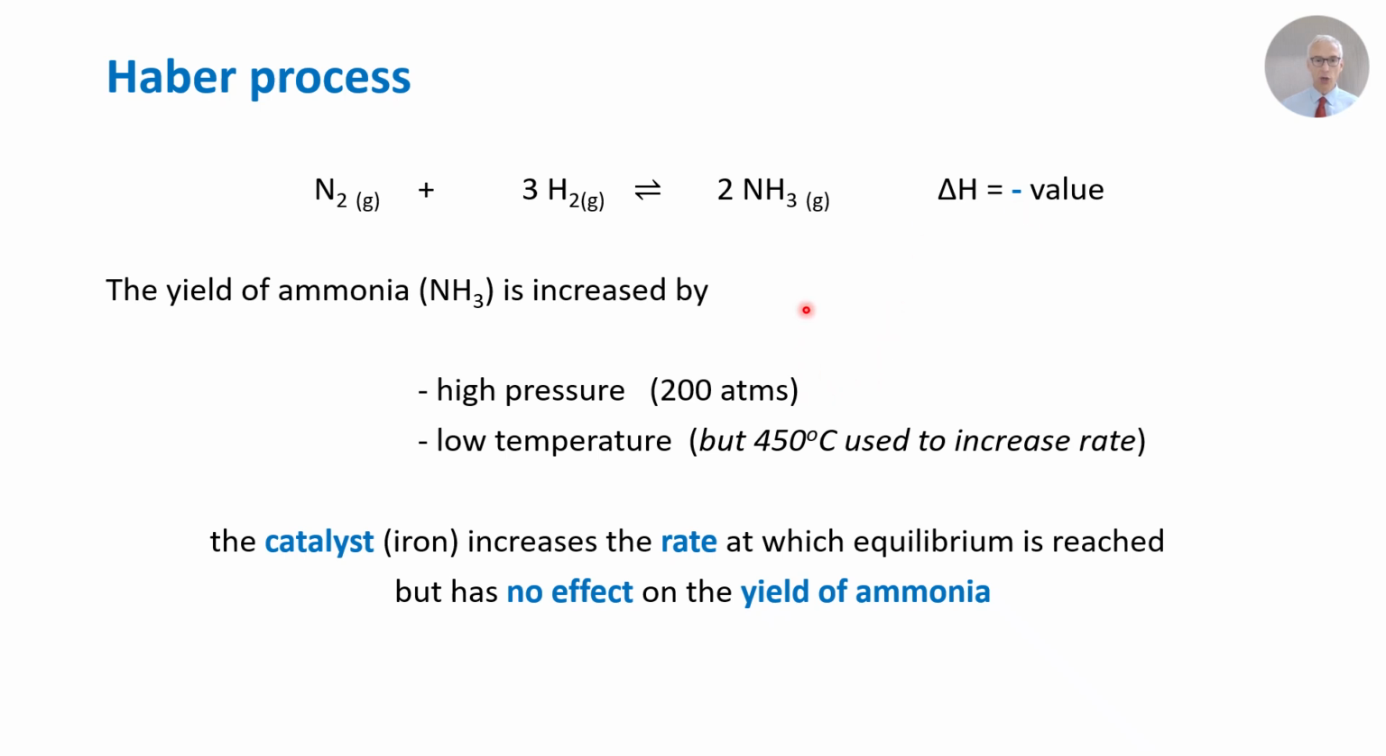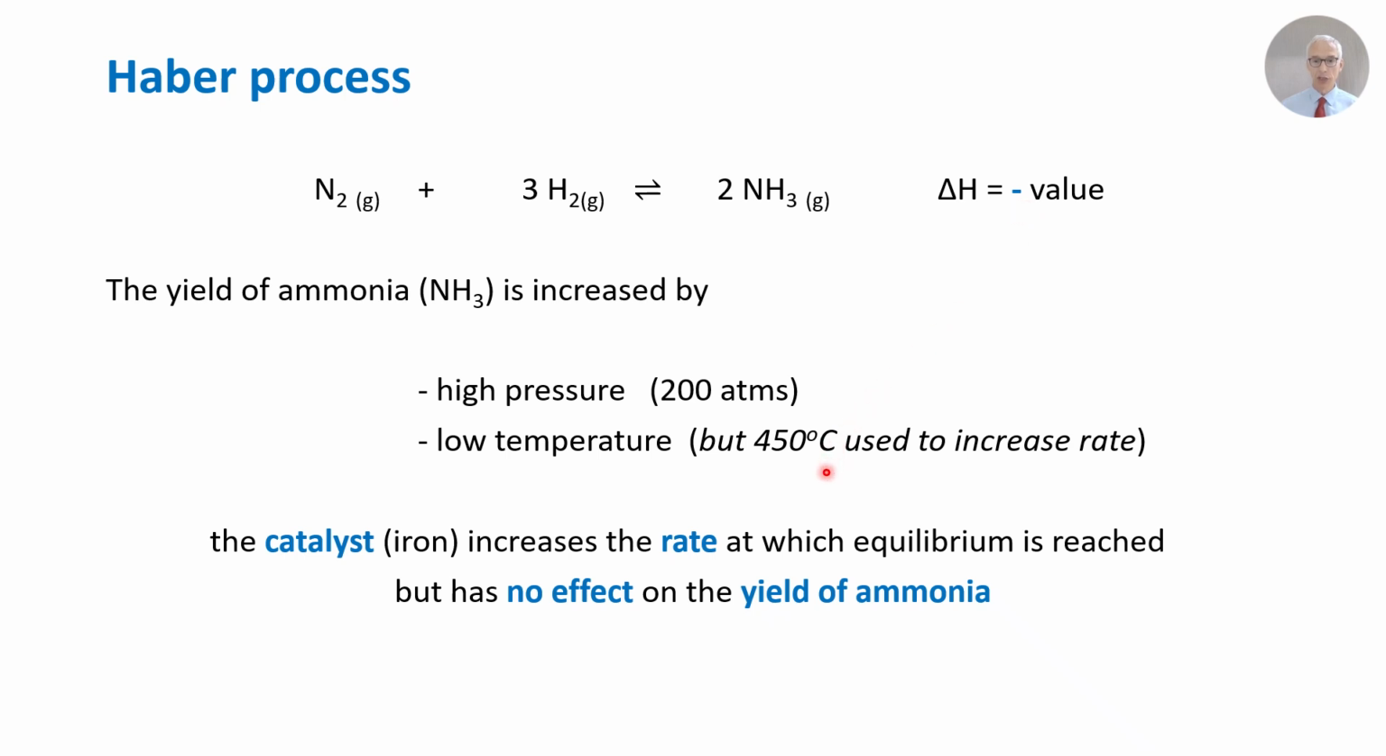So how could we increase the yield of ammonia, the relative amounts of ammonia compared to nitrogen and hydrogen? Well, by having a high pressure, 200 atmospheres is employed. There are 4 moles of gas on the left, 2 moles of gas on the right. Therefore, the right-hand side is the lower pressure side. So high pressure will push the equilibrium or the position of equilibrium to the right to increase the yield of ammonia. A low temperature would give a higher yield of ammonia because the forward reaction is exothermic.